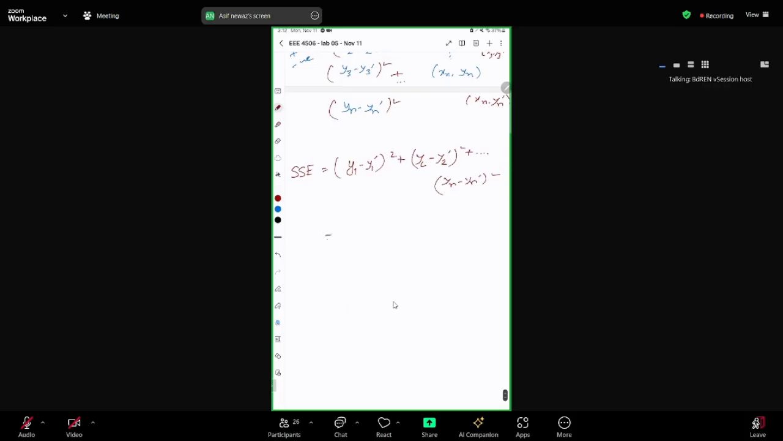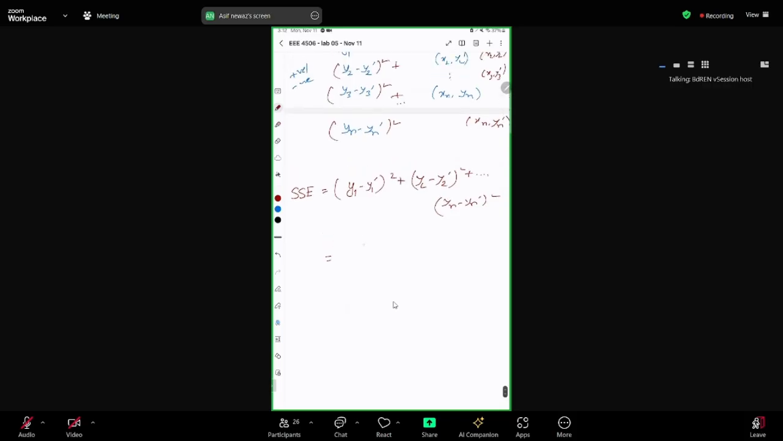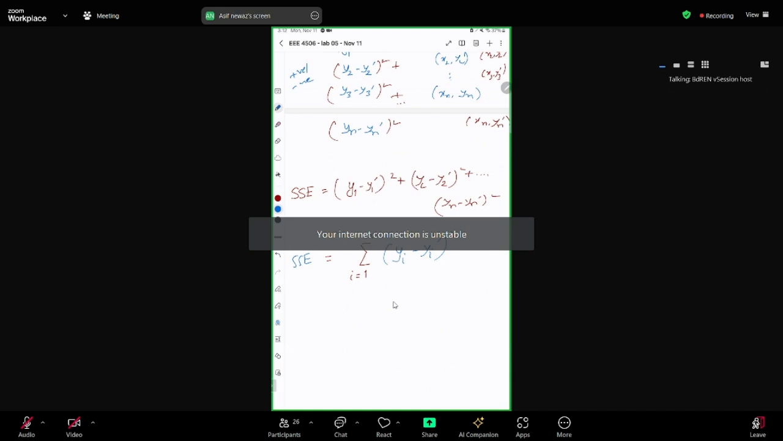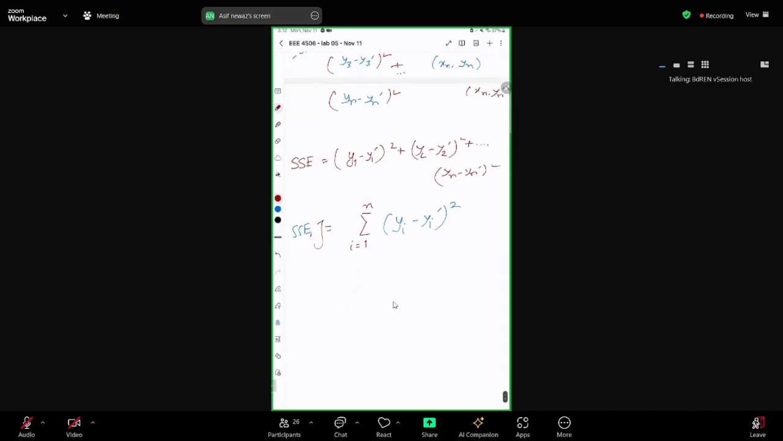If I want to represent it in an easier way, I can use the summation sign, for i equals 1 to n, from the first data point to the nth data point. Now my value is (yi minus yi prime) whole squared. That is the equation of the sum of squared error, and we represent it using, let's say, J. That is your error function, or we call it the cost function.